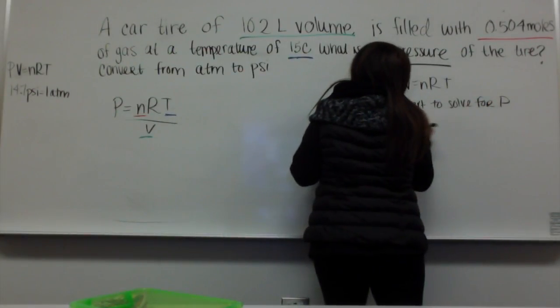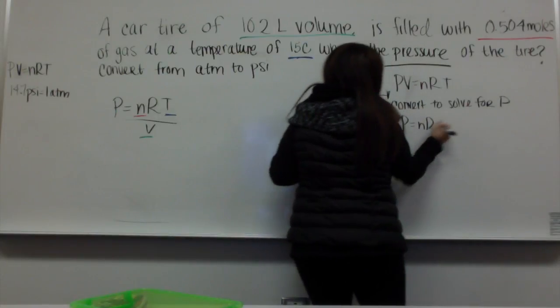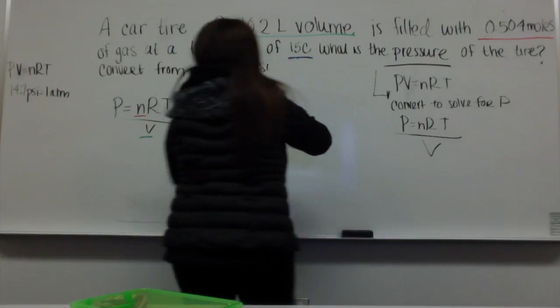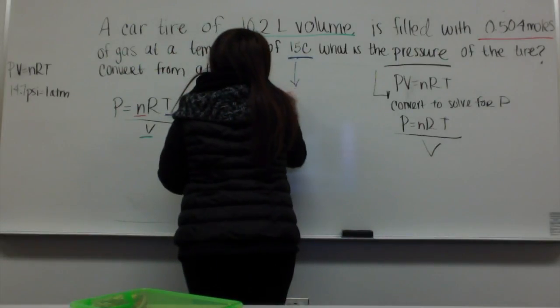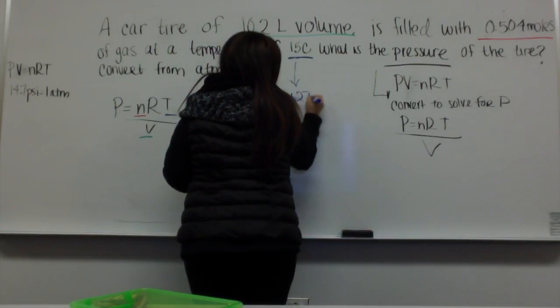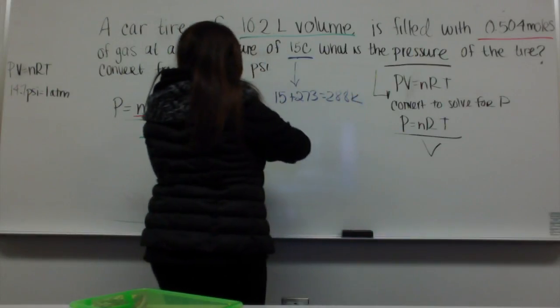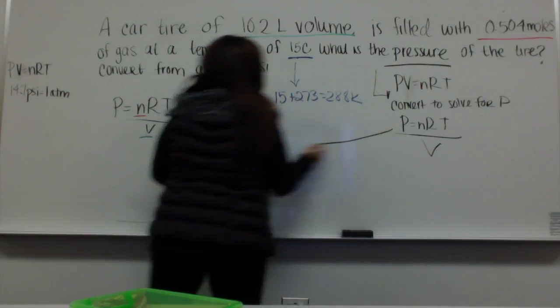Second, what I did was change my PV equals nRT to P equals nRT divided by V, because we are solving for the pressure. Next, I changed my Celsius to Kelvin and I did 15 plus 273. That gave me 288 Kelvin.